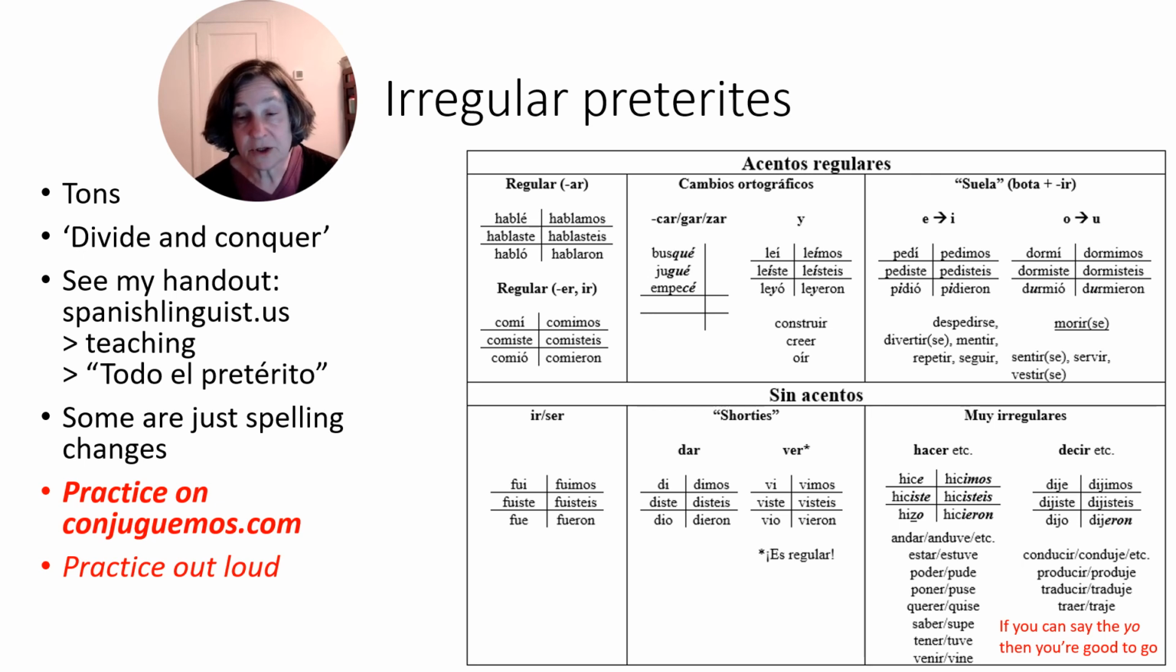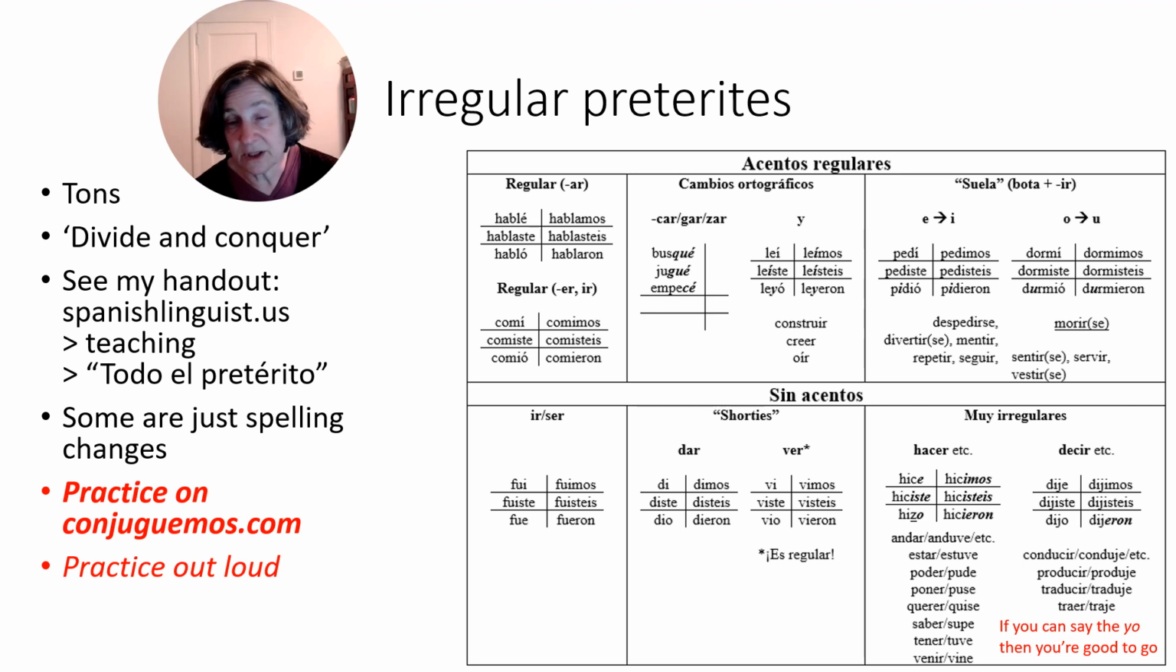Then there's a bunch of words that have spelling changes. These are totally predictable. So buscar goes to busqué, jugar goes to jugué. So they sound right, it's just you have to change the spelling. And look, with leer and construir, when you go leyó and leyeron, you're going to add a Y, just like you're used to already for the gerund, leyendo, construyendo.